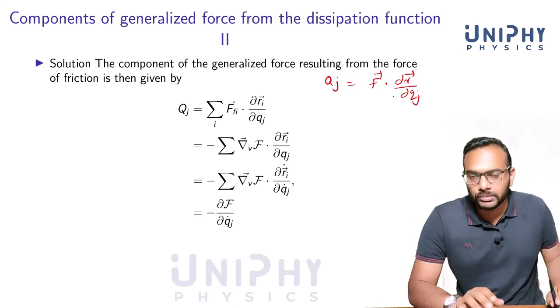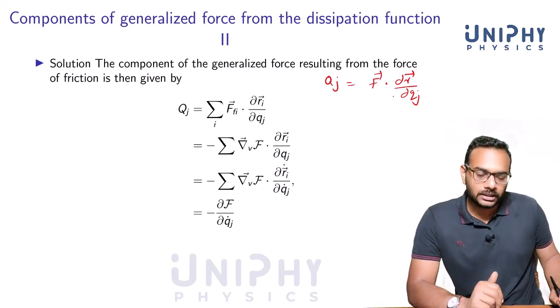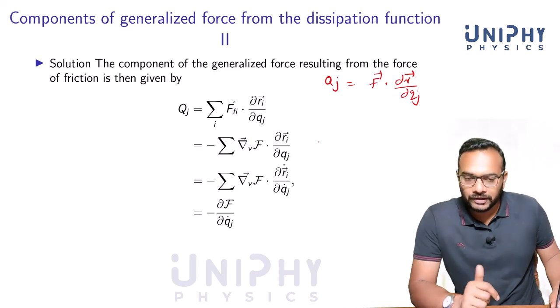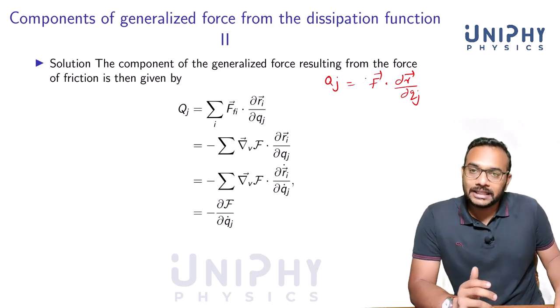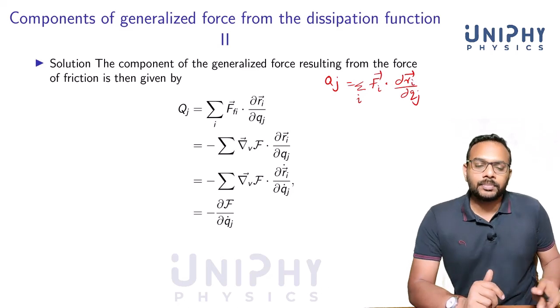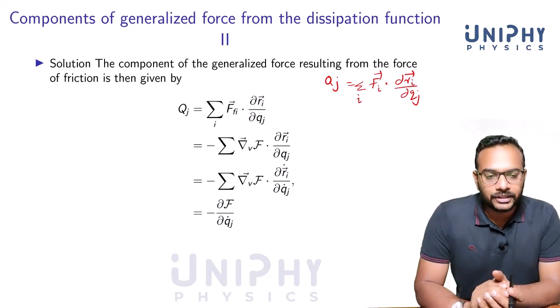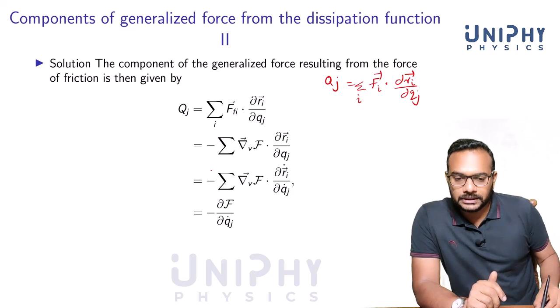If you don't remember it, just go back to our previous lectures, where we have defined it like this. If you have a number of particles, you will have to take this for each particle and then sum over all i. So this is the sum over i of fi dot dou Ri vector by dou Qj.